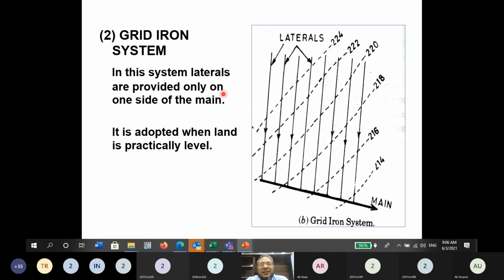Now the next is the grid iron system. In the grid iron system, this is the main tile drain, and these are the lateral tile drains, and you see that the laterals are only provided on one side of the main, not on this side. So in this system, laterals are provided only on one side of the main tile drain. It is adopted when land is practically level. If you see these levels, they are light, but in this direction the land is leveled.